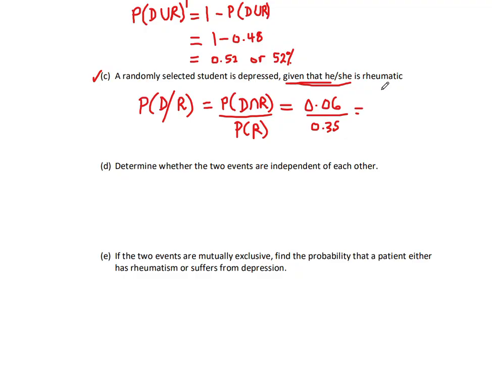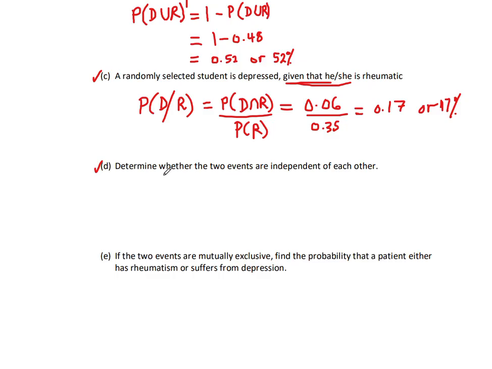So 0.06 divided by 0.35 is going to give us 0.17, or roughly 17%. So there's a 17% chance that a person is depressed given that he or she suffers from rheumatism. So that's how we compute conditional probability.